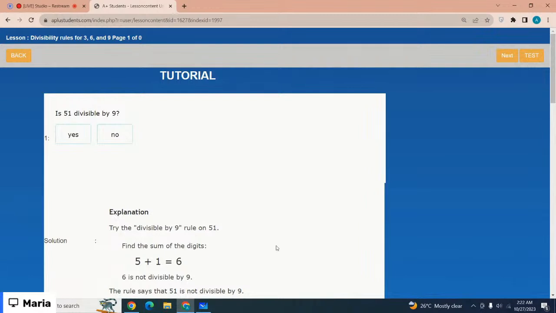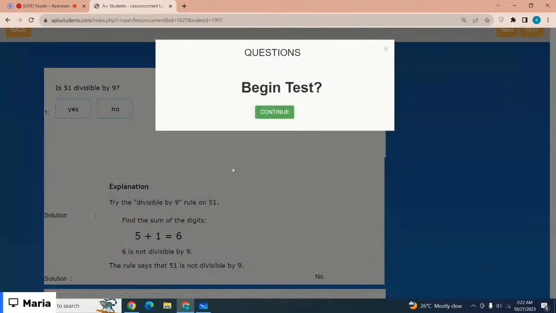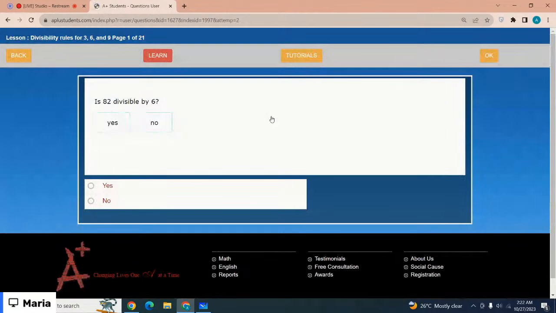Okay, let's just start with the practice questions. We have already done all the divisibility rules, so let's just start with the practice questions, right? Okay. Is 82 divisible by 6?